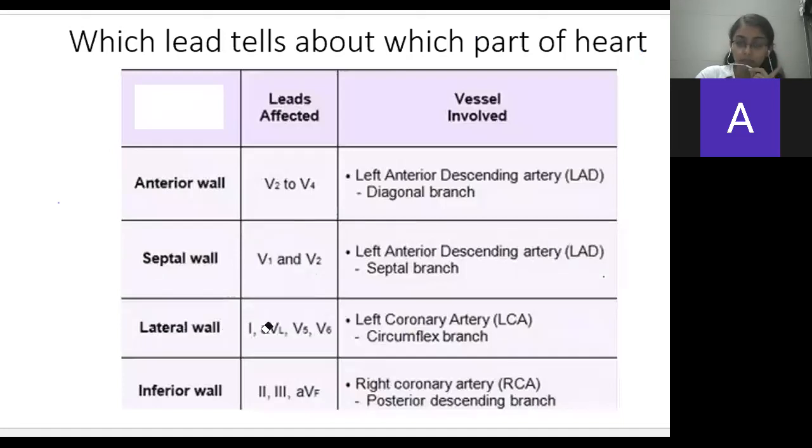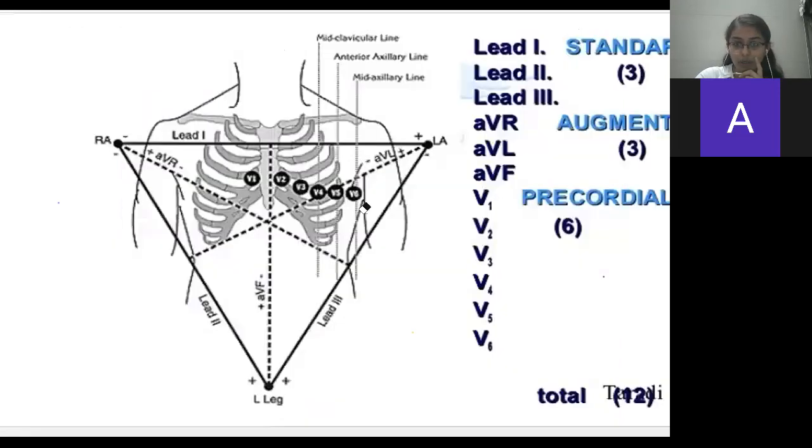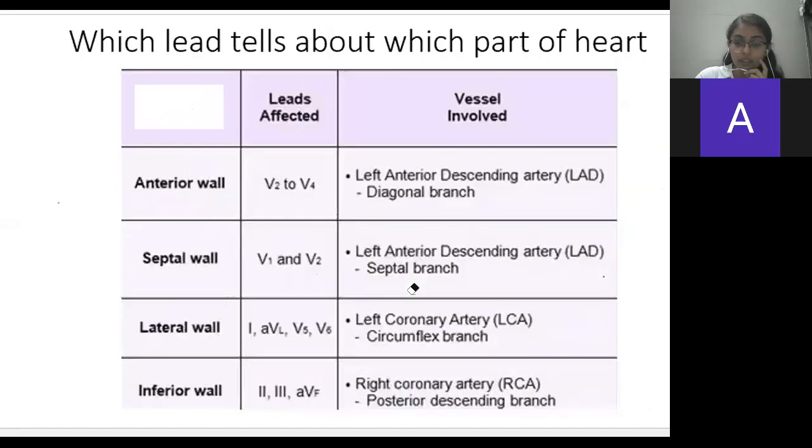Then you have lead 1, aVL, V5 and V6, which are covering the lateral wall of your heart. So that is what the changes in these leads will indicate. This is really important from the MI point of view, and we'll be seeing further how it affects our clinical diagnosis.